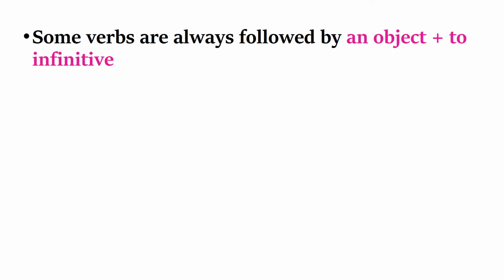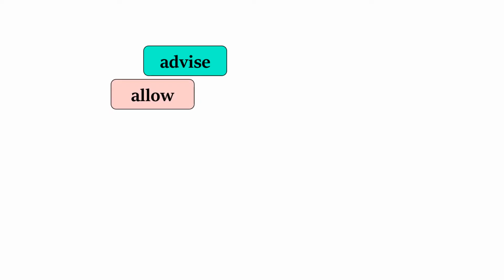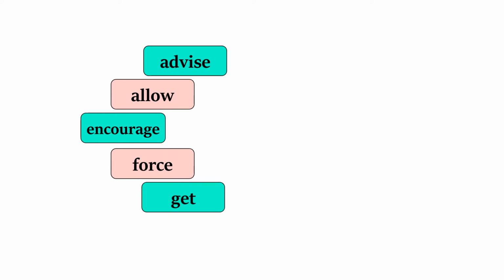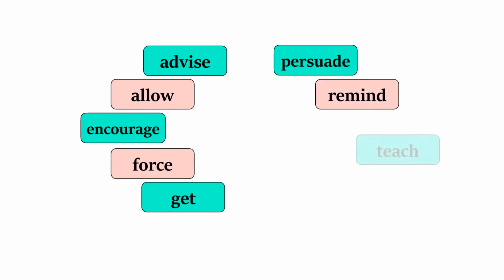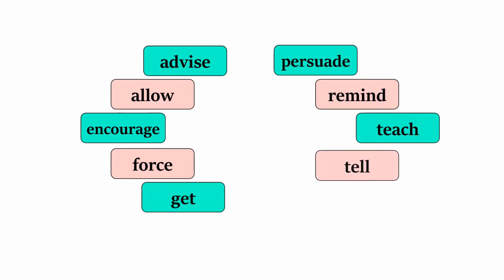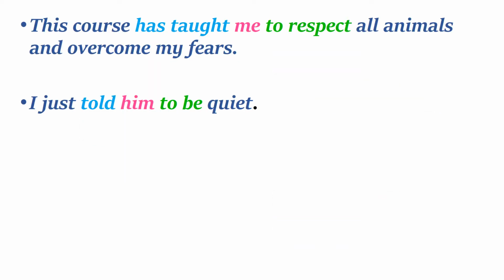Some verbs are always followed by an object plus to infinitive. These are advise, allow, encourage, force, get, persuade, remind, teach, tell, warn. Examples. This course has taught me to respect all animals and overcome my fears. I just told him to be quiet.